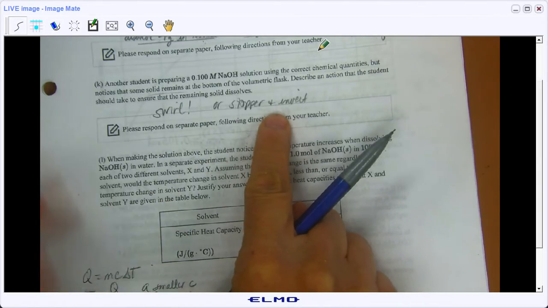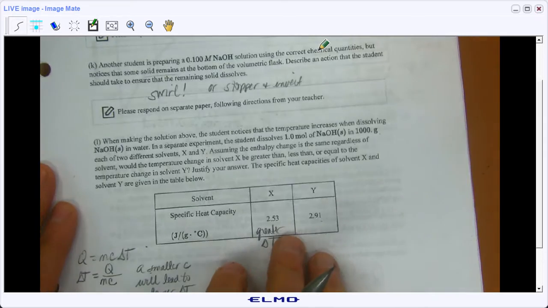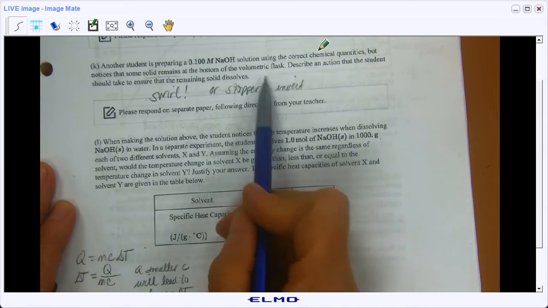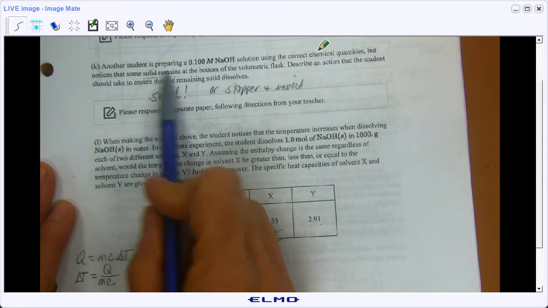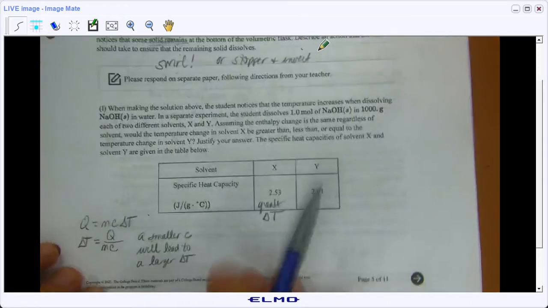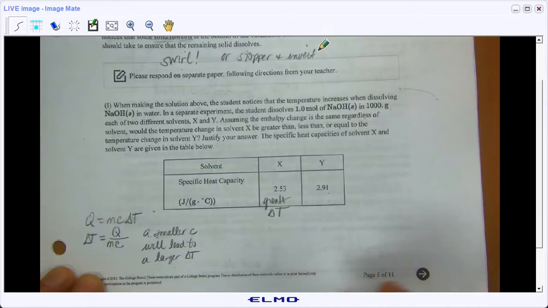Swirl it or stop or invert. I don't know, that letter K was kind of weird. Swirl it. If you have some undissolved solid, just swirl it. Or you can stop or invert the whole volumetric flask.